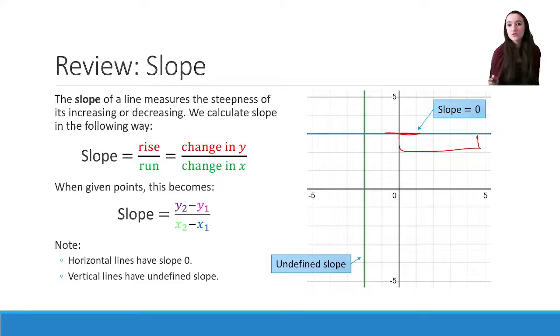But for vertical lines, on the other hand, our run is 0. We have not changed our x value. There is no run, we just rise. So we would be dividing by 0 according to the equation, and we're not allowed to do that. So we say that the slope of any vertical line is undefined because we cannot divide by 0.